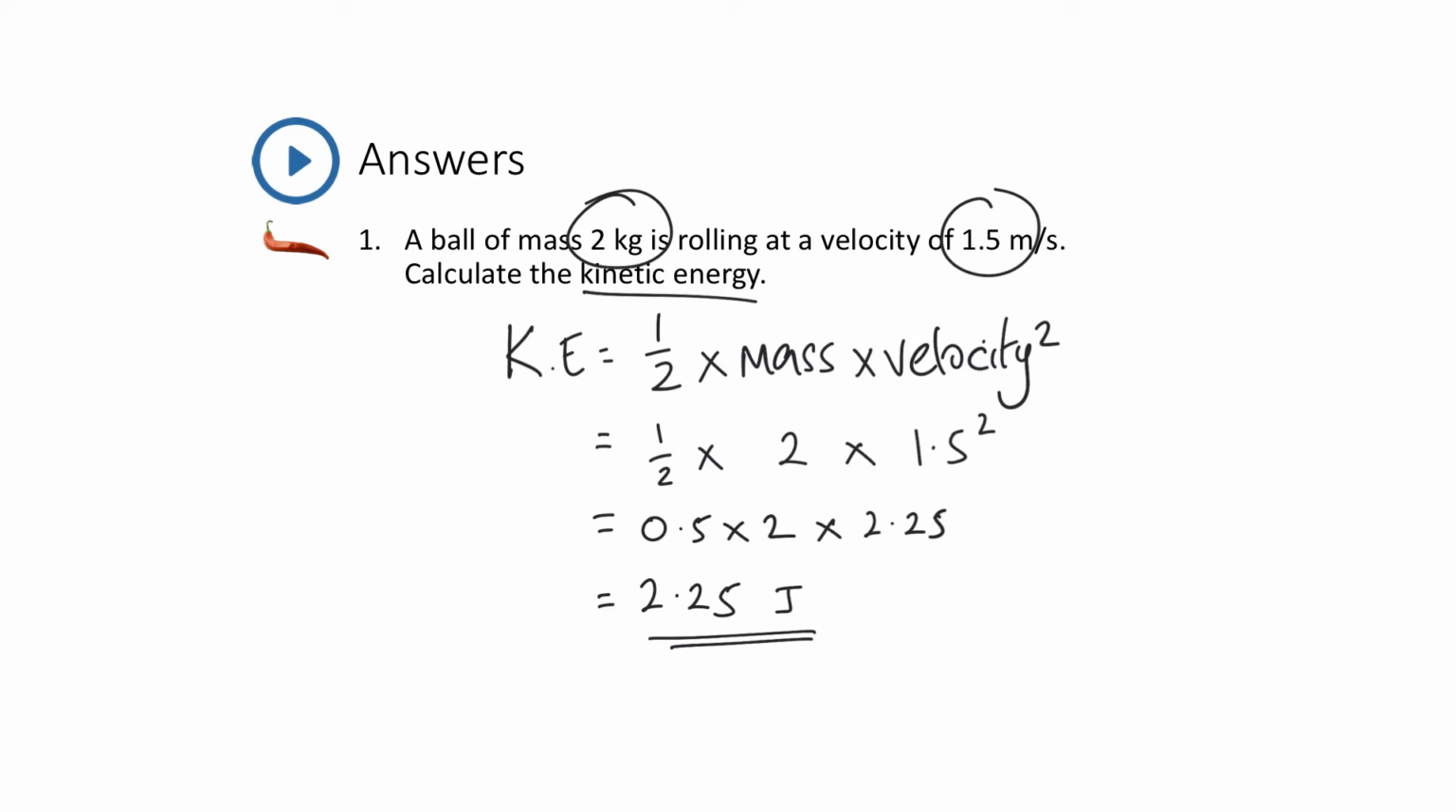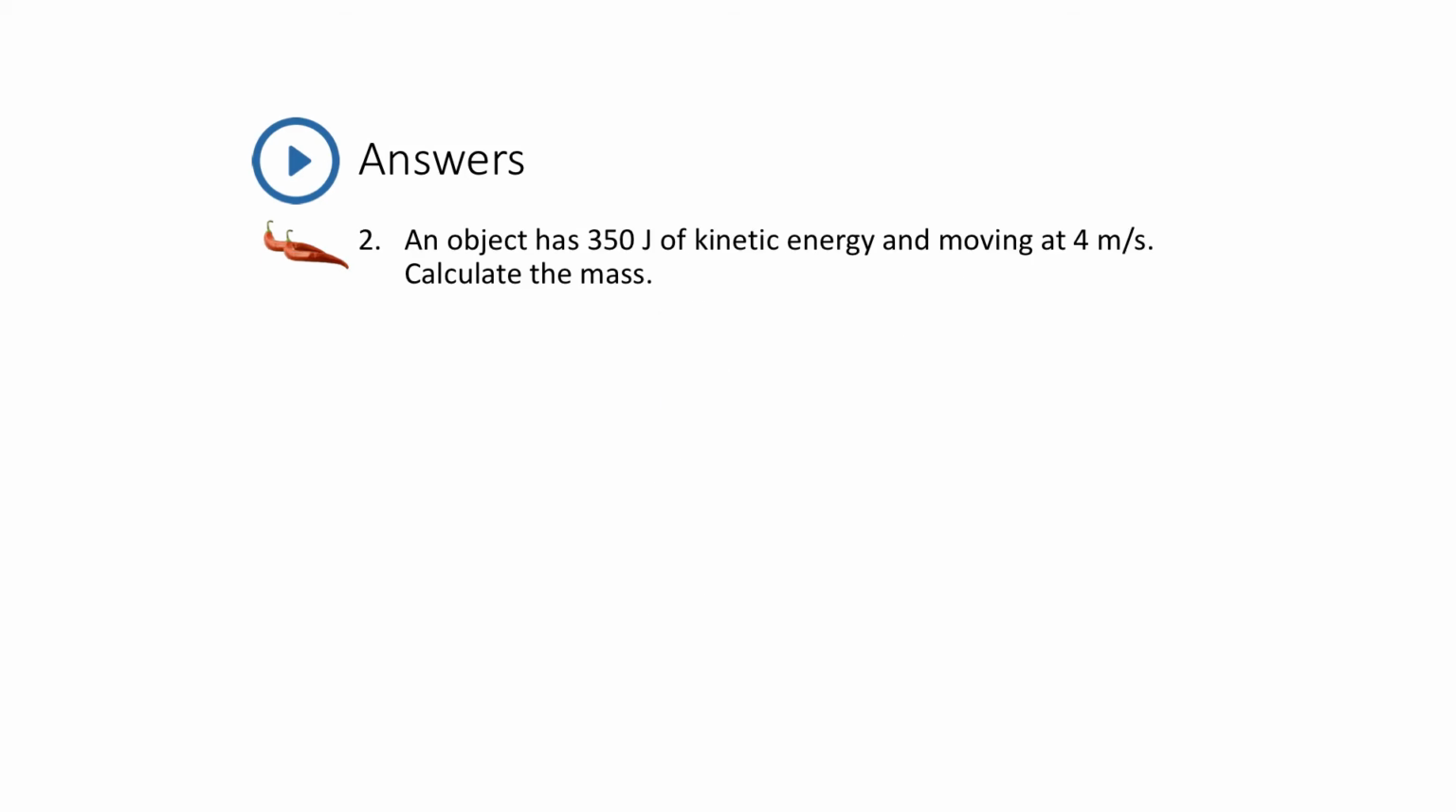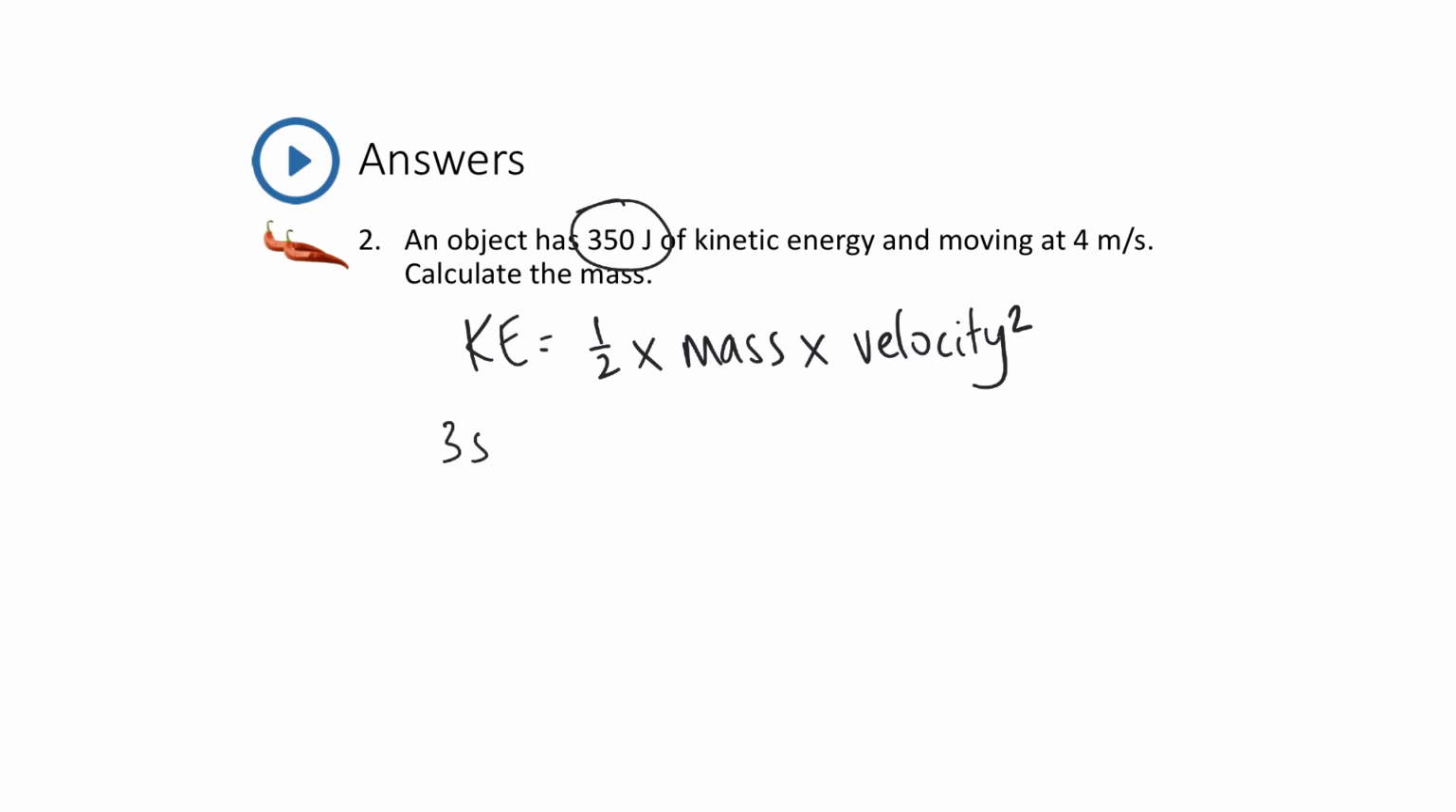Let's move on to question number 2. So again, really important, just get into the habit of writing out the correct equation. So kinetic energy equals a half mv squared. So we can highlight what we know. So we know the kinetic energy is 350 joules. We know it's moving at 4 meters per second, and then we need to square it. And we're trying to find out the mass. So a half times mass, and then times our 4 squared. So we're going to need to rearrange the equation.